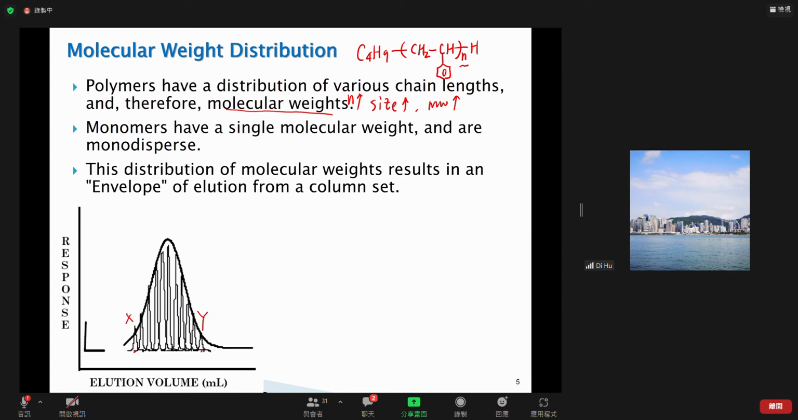Now we talk about size exclusion chromatography. Because in size exclusion chromatography, the large molecules get totally excluded, so the large one comes out first. So X is actually the larger molecule than Y, understand? So it comes out first, and so it has a smaller elution volume.